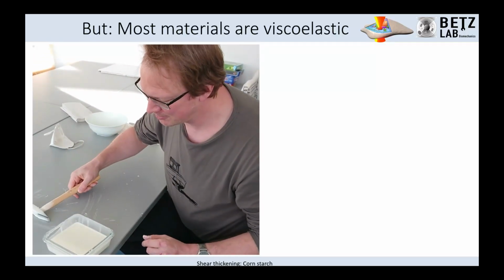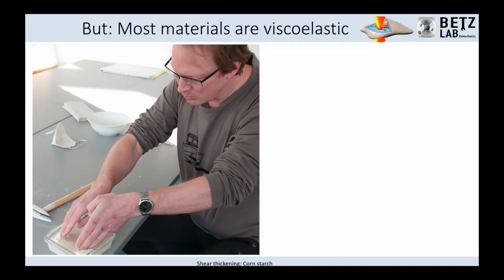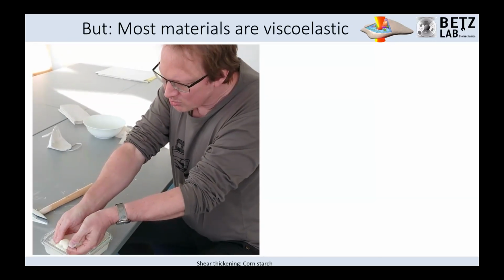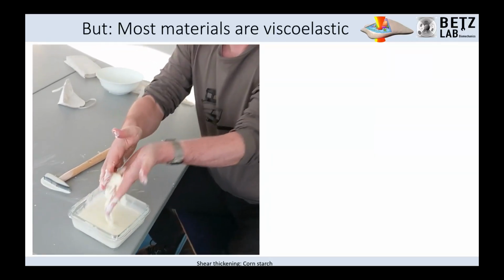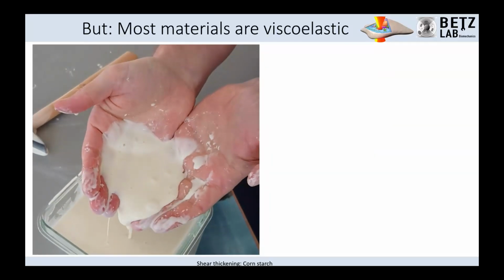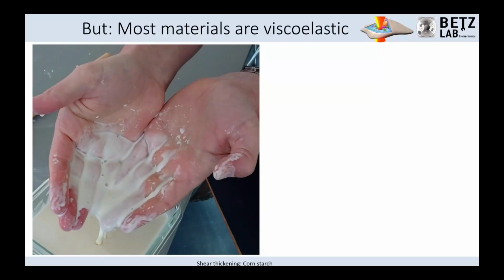I mean, you can cook with it, of course, but for example, here I will try to shear it. And if you shear it quickly, it actually behaves like an elastic material. It can even form a little ball. And the moment when I stop, it actually starts to flow. Why do I show you this?